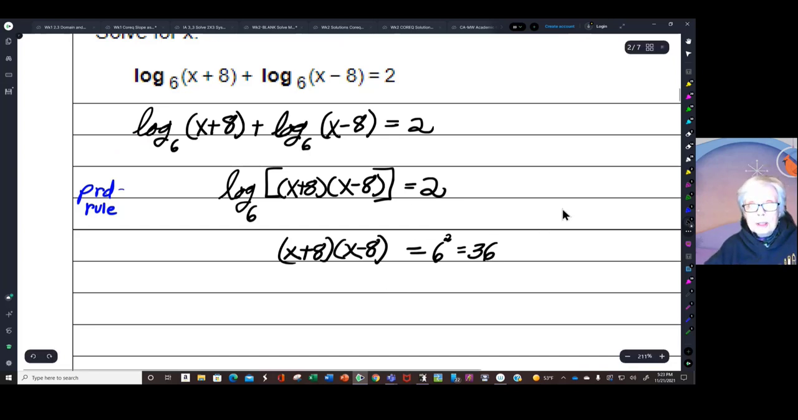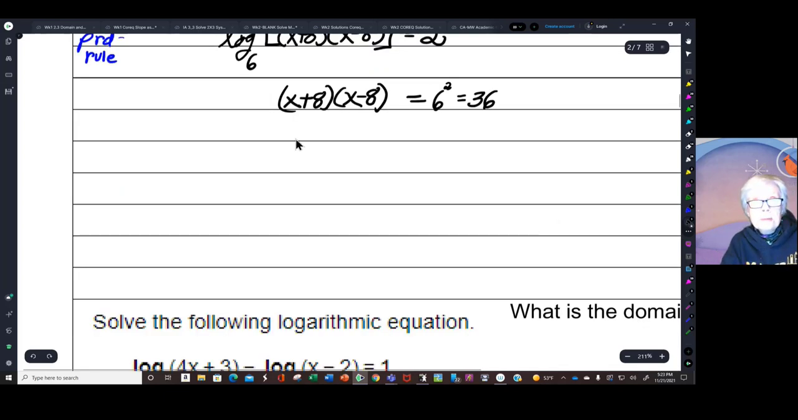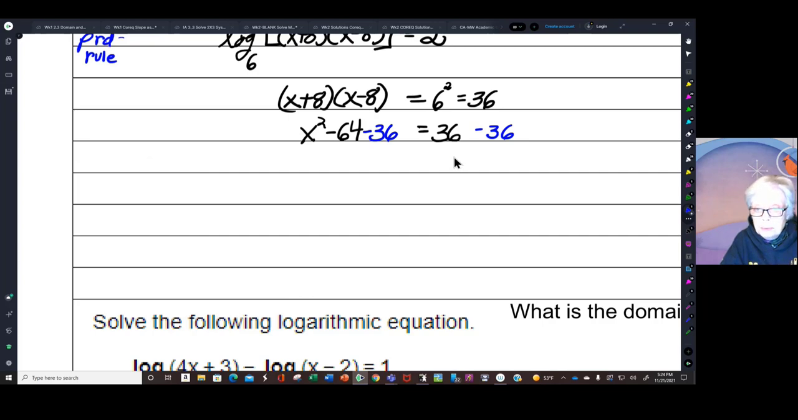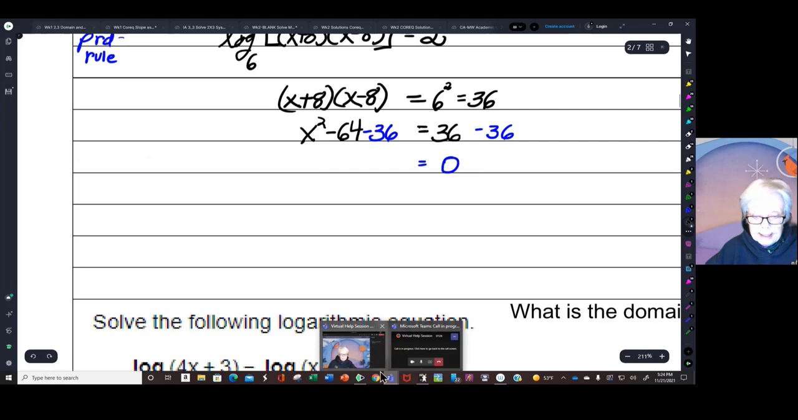So now these are conjugates. When we multiply them, the middle terms are going to zero each other out. X plus 8 times x minus 8 equals x squared minus 64. And that's 36. So I subtract 36 from both sides of the equation. That'll put a zero over here. Over here, 64 minus 36, oops. There.